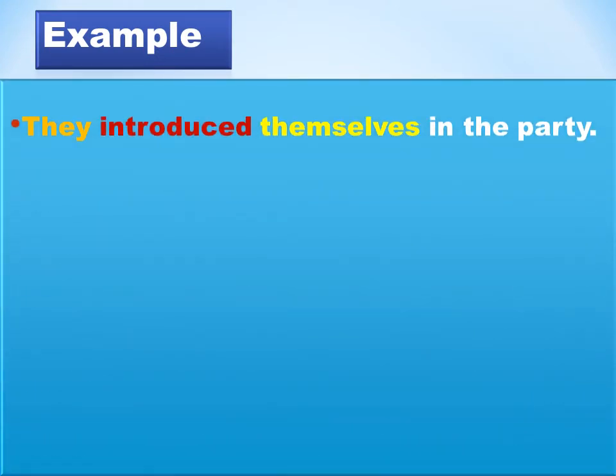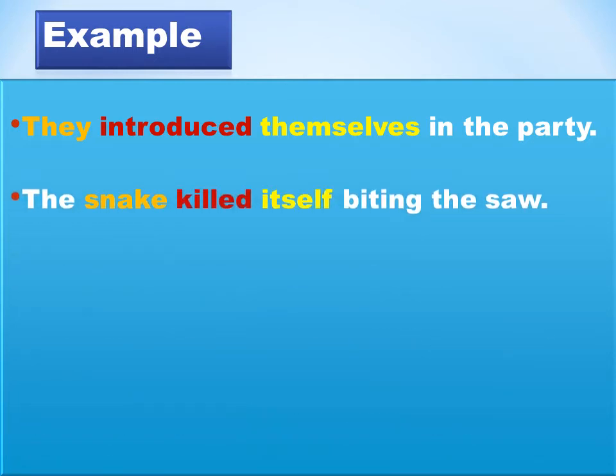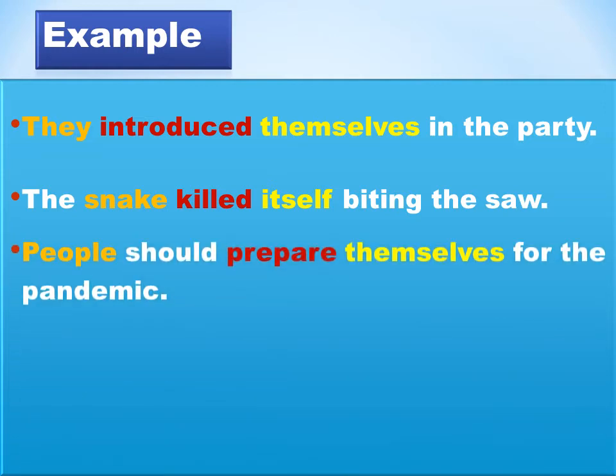They introduced themselves in the party. Here they is the subject, introduced is the verb, and themselves is the reflexive pronoun as direct object. The next sentence, the snake killed itself biting the saw. Snake is the subject, killed is the verb, and itself is the reflexive pronoun as direct object.